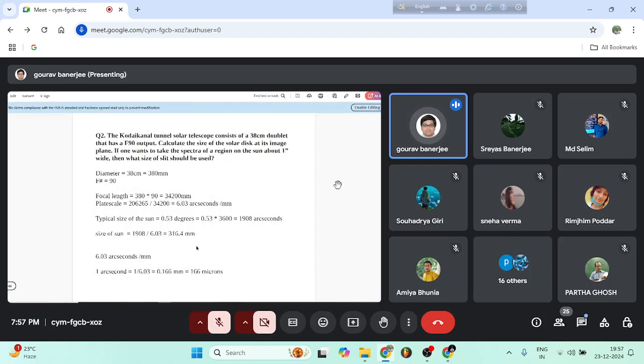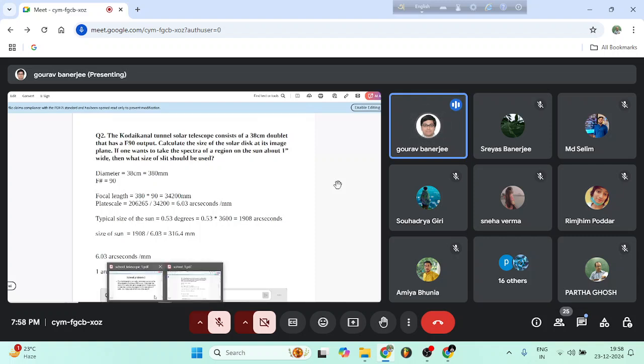We want to know what size of slit we should use that should correspond to 1 arc second on the sun. So 1 arc second is typically the minimum resolution that we can resolve with these kinds of telescopes. And we want to take spectra of some feature on the sun that is only 1 arc second. So we know 6.03 arc seconds is 1 millimeter. Then 1 arc second will be about 0.16 millimeters, or like 150 microns. So that's the typical slit size you need to make this spectrograph work.